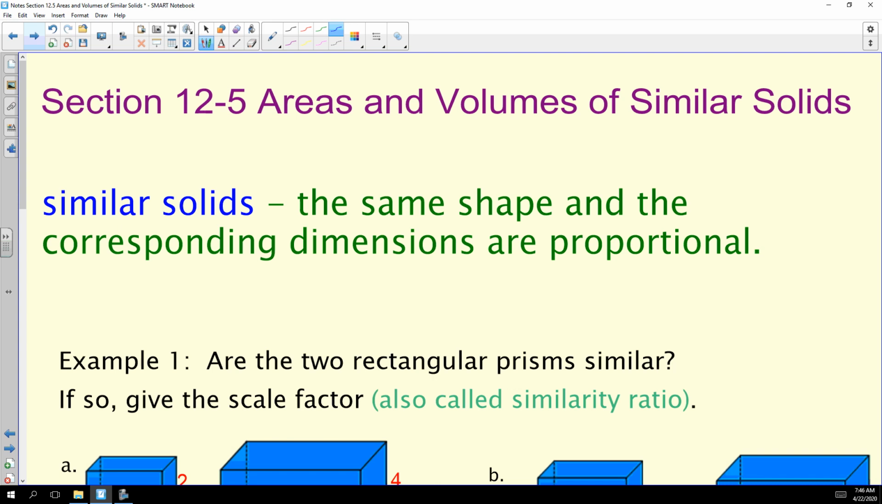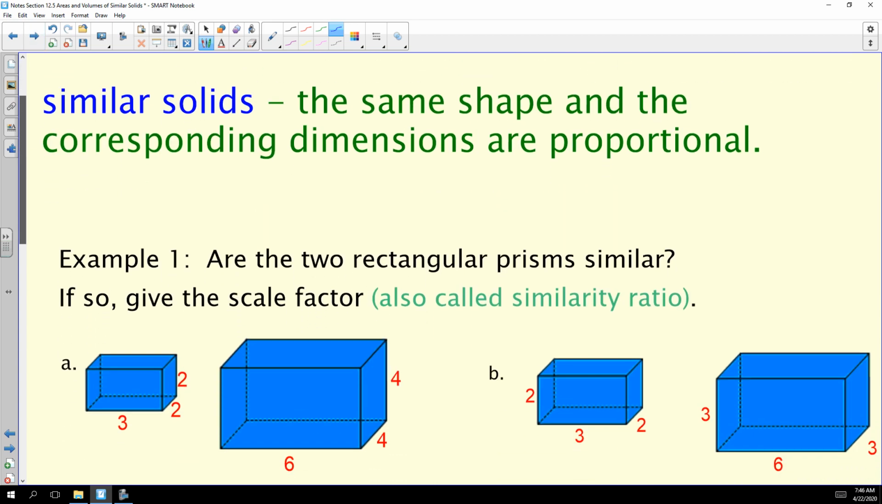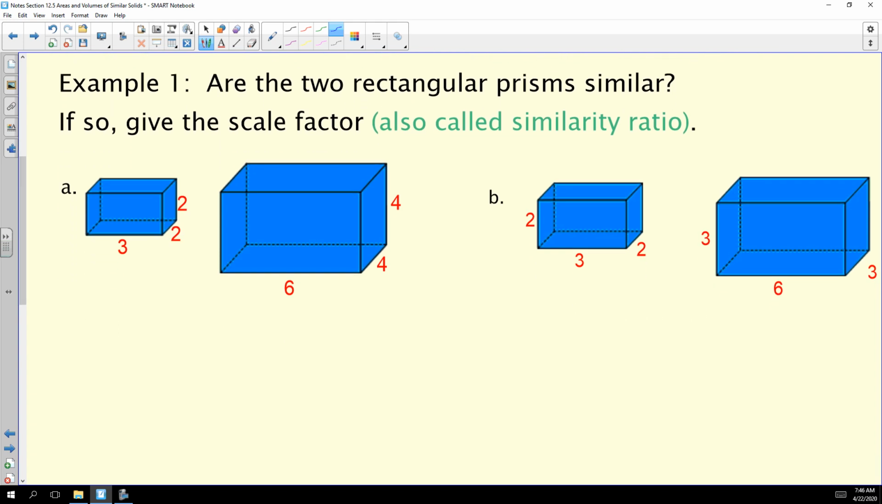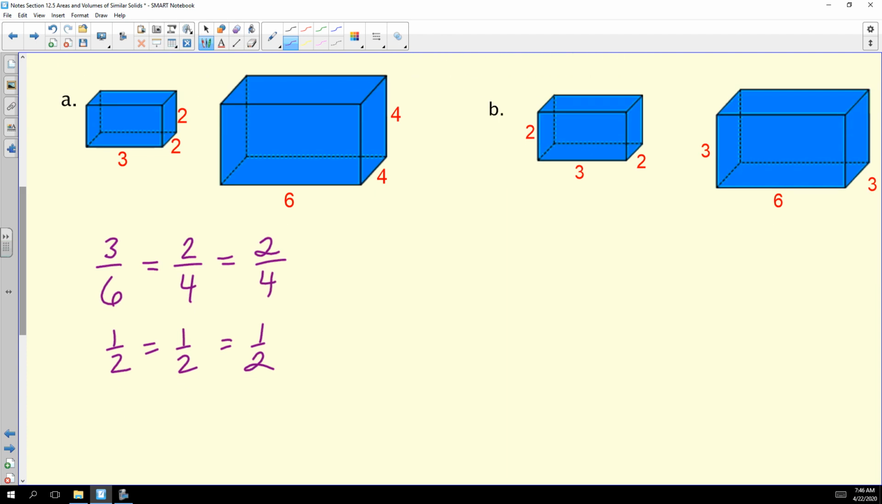For similar solids, the solids have the same shape and corresponding dimensions are proportional. Remember, just like similar polygons have corresponding angles that are congruent and corresponding sides that are proportional. We're going to determine if the 2 rectangular prisms are similar, and if so, we're going to give the scale factor. So we're going to compare length of the small to length of the large, and width of the small to width of the large, and height of the small to height of the large. And if we reduce each one of those, we get the same scale factor, right? And the scale factor is 1/2, and we say yes, they are similar.